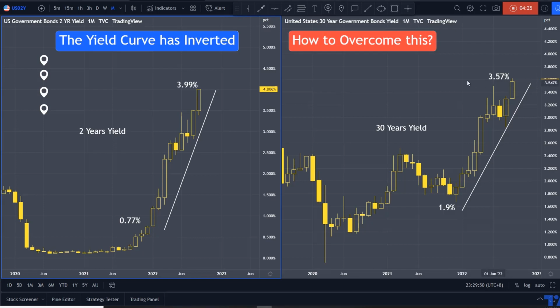And guess where I will put my money down? I would want to put it at 3.99% because it's paying me more interest. My return, my yield is more than the 30 years. And definitely I'll go for the 2 years yield.